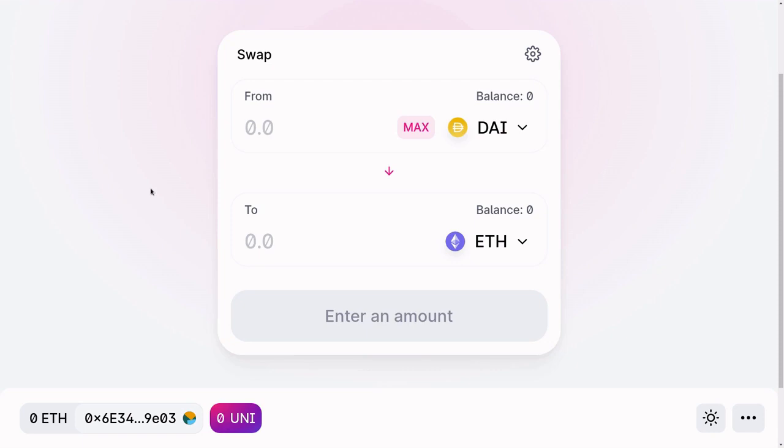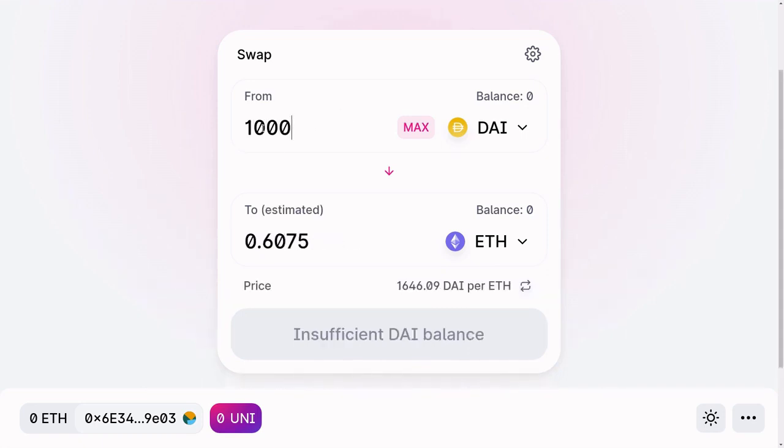Hello everyone, today I'm going to explain how Uniswap calculates price. Inside Uniswap, let's say that I have 1000 DAI and I want to use that 1000 DAI to buy some ETH. In this case, it will give me 0.6075 Ether. The exchange rate is to get 1 Ether, I will need this much amount of DAI.